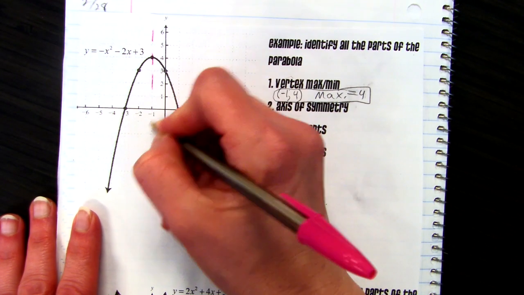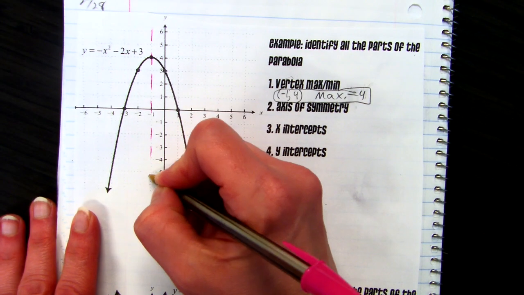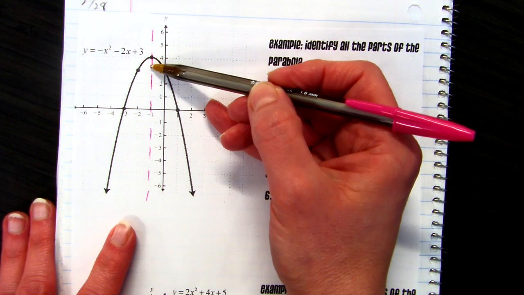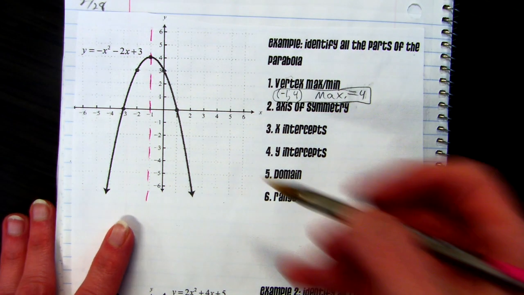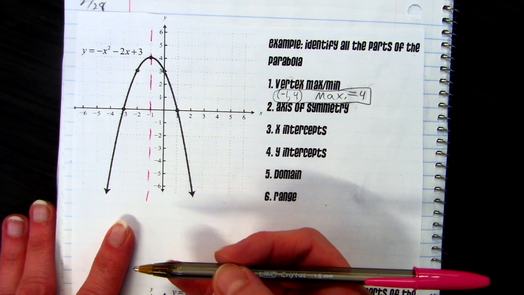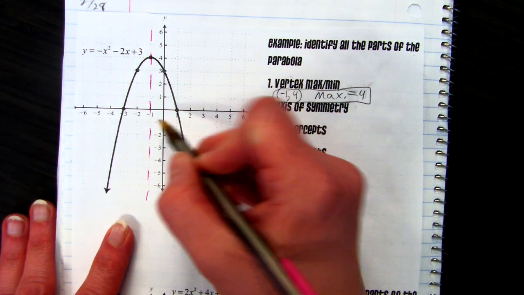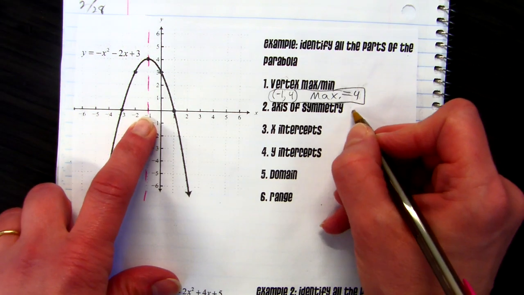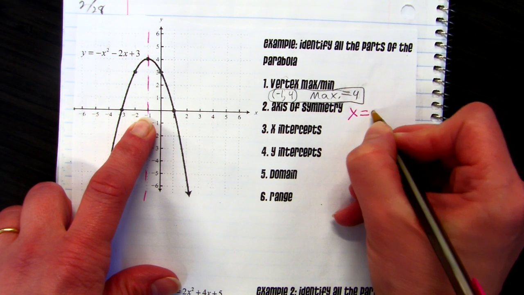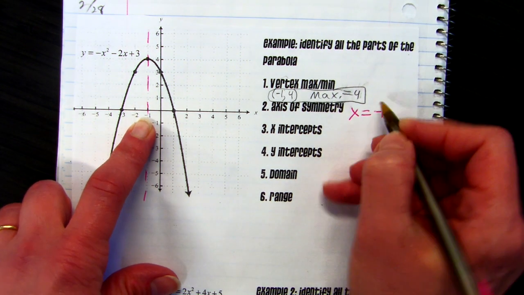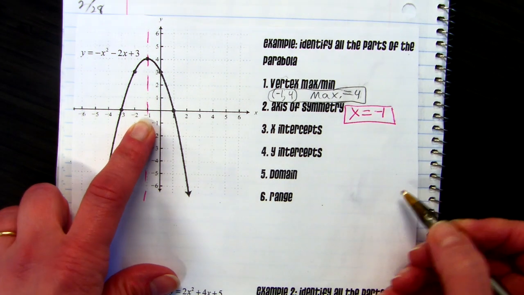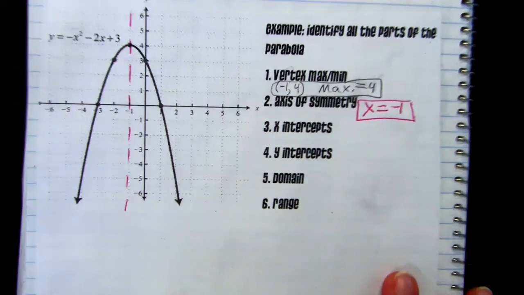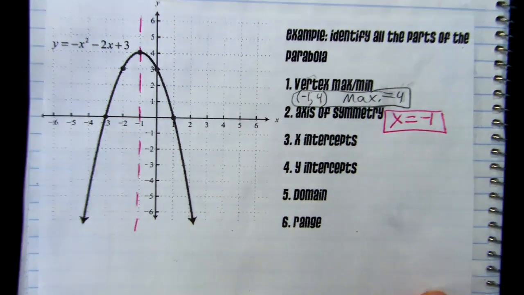Now, the axis of symmetry isn't marked. This is going to start color coded a little bit. I'm going to use pink, just because that's what I used last year. The axis of symmetry divides this in half, so you have to figure out that it goes through the vertex. And we have to write the equation for that vertical line. That vertical line goes through the x at -1. So the equation is x equals -1.